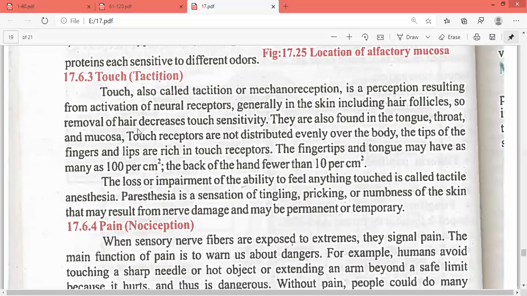Removal of hair decreases the touch sensitivity. You may know that if you remove your hairs, that will decrease the sensitivity of the skin. They are also found in the tongue, throat, mucus. Touch receptors are not distributed evenly over the body. The tips of the fingers and the lips are rich in touch receptors.